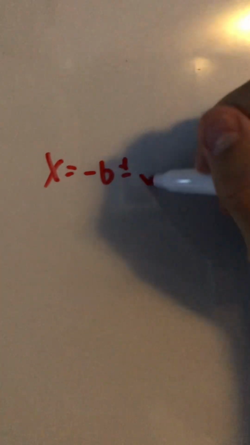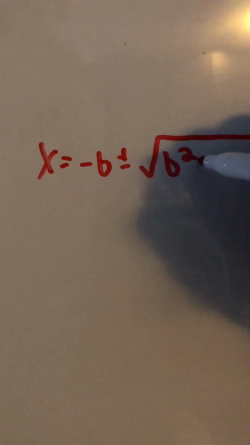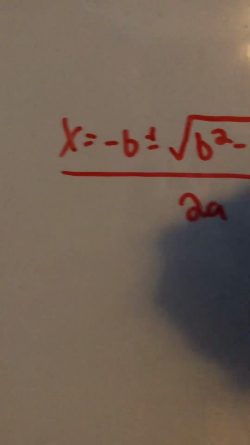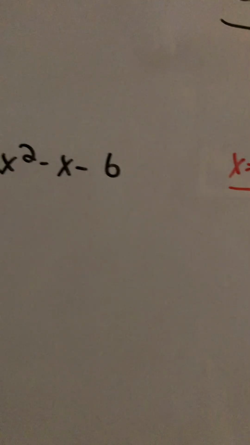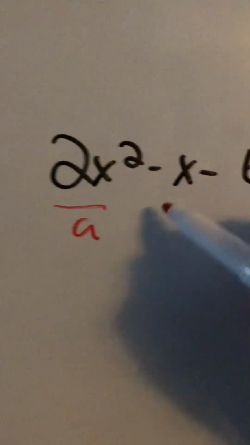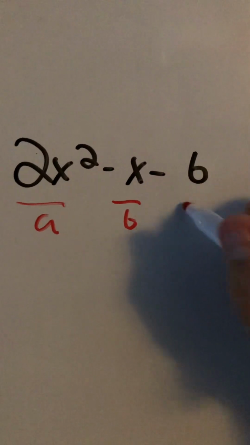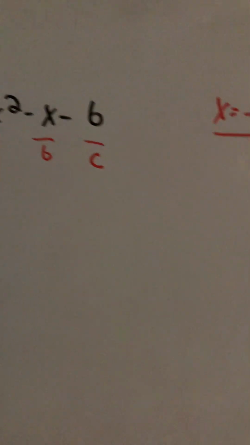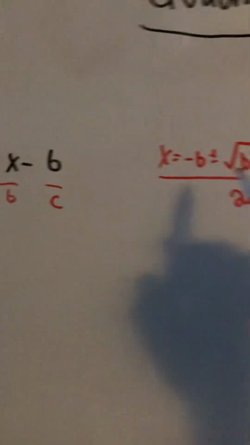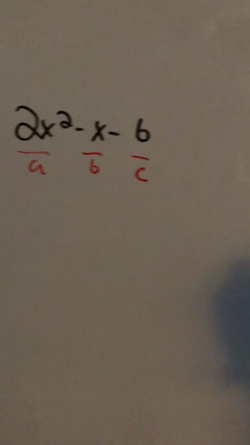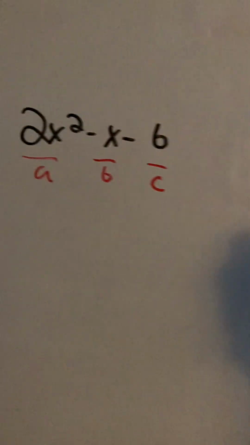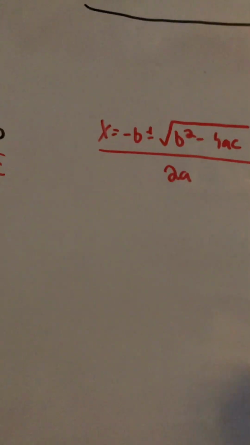Remember, x is equal to negative b plus or minus the square root of b squared minus 4ac, over 2a. Using this formula, I'm going to plug in the a, the b, and the c values. A is the leading coefficient, b is the coefficient of x, and c is the constant. Notice how we have a negative b. That means the negative, since it's negative x, is going to turn out to be positive 1, because negative times negative is a positive.